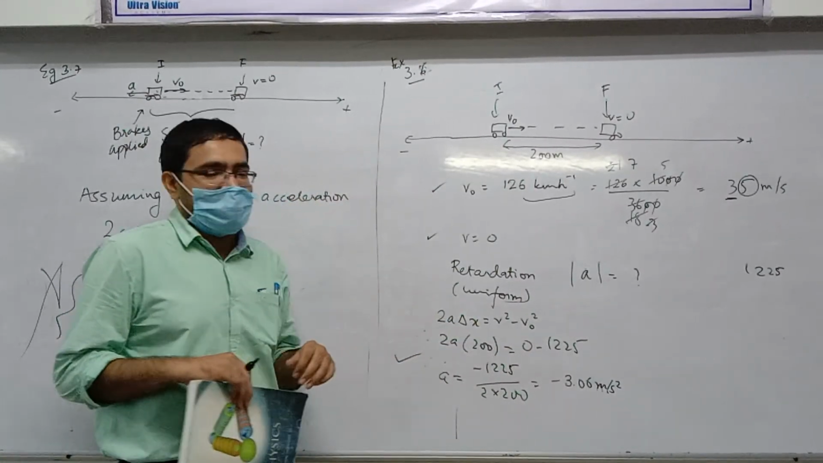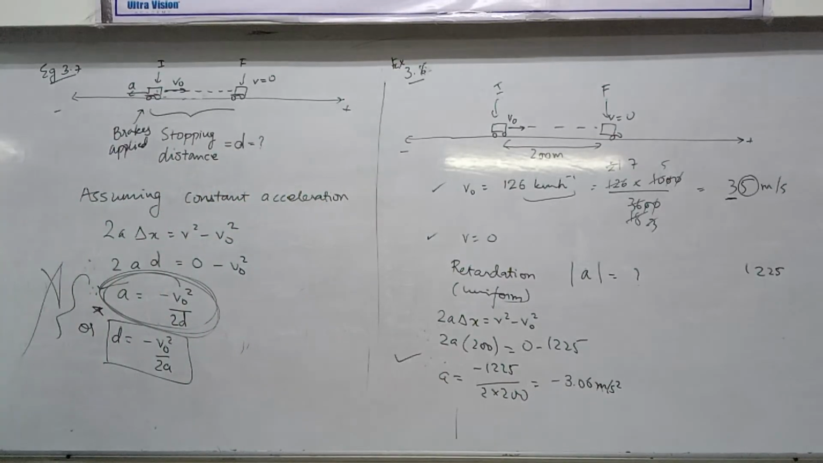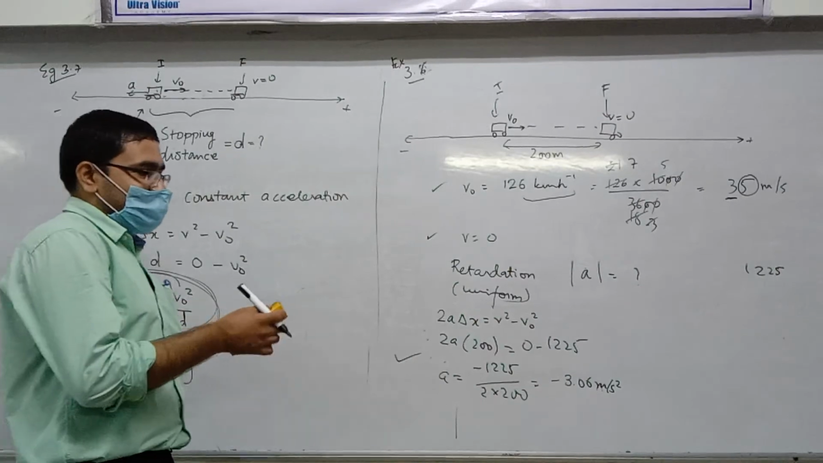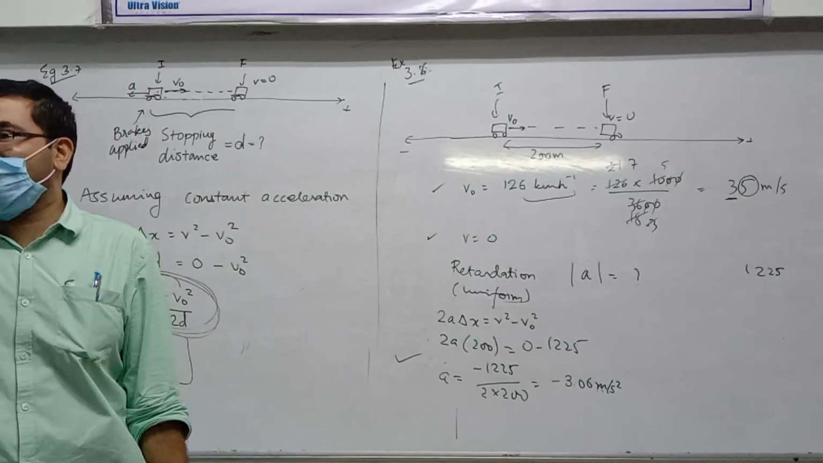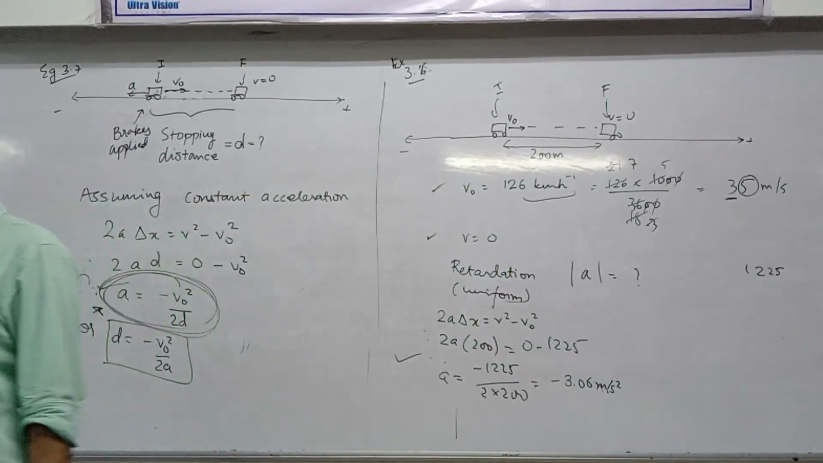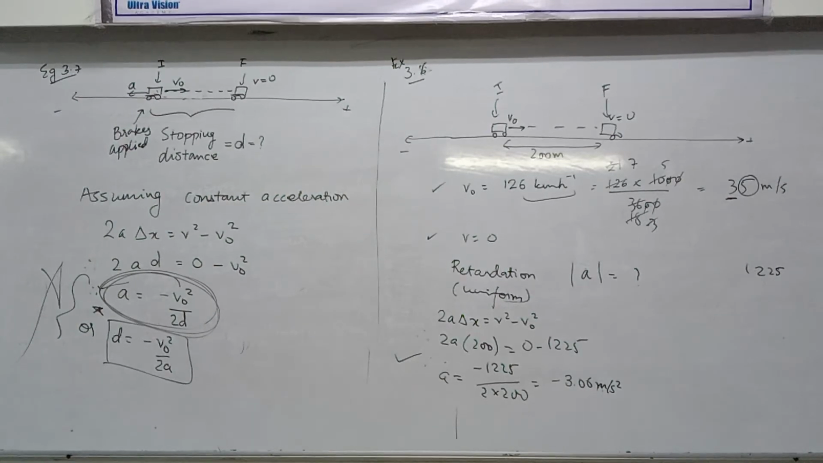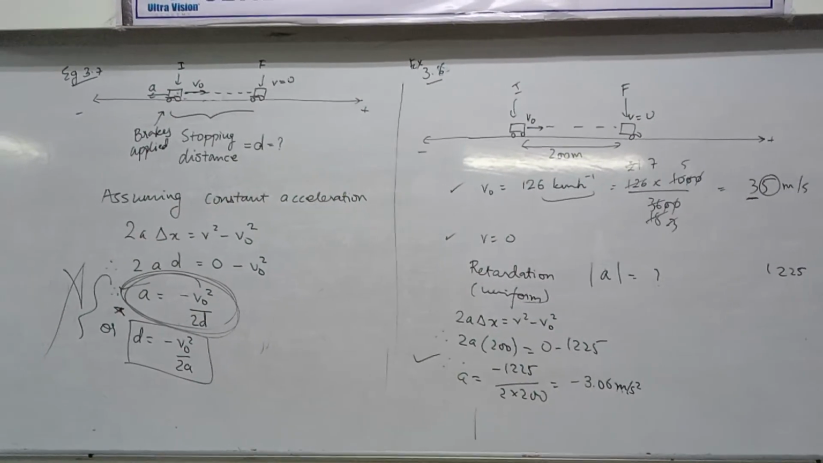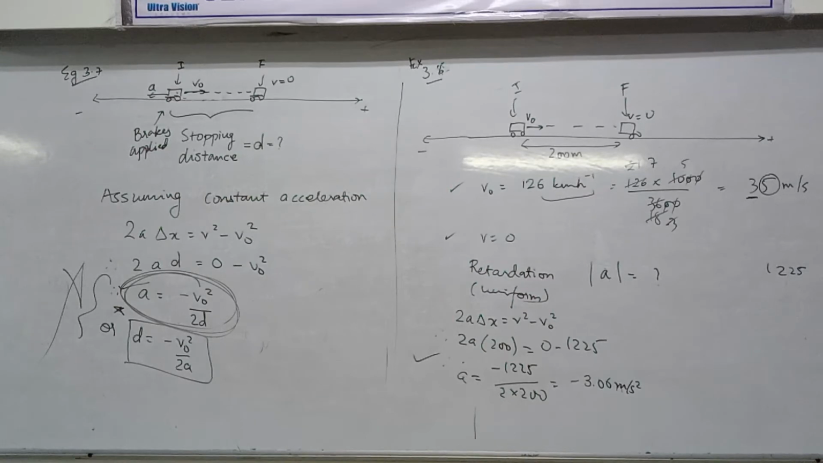Read the question again. What do we have to find? Retardation. Never mind the negative. So what will be the final answer? 3.06 meter per second square. Write it down. Retardation required is 3.06 meter per second square. To be very clear, if you have a calculation, then you can get a mark in the board exam.